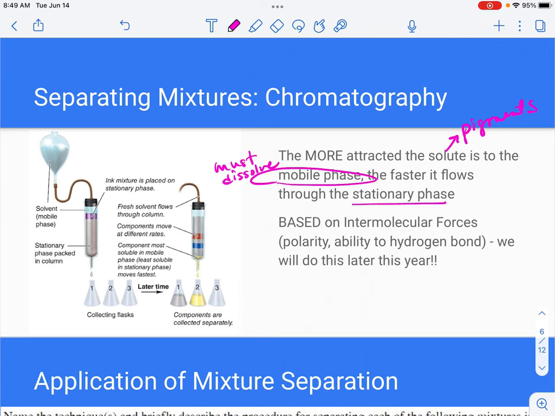And the more attracted the solute is to the mobile phase, the faster it flows; the less attracted it is to the stationary phase, the farther it goes, okay? This is all based on intermolecular forces, the polarity of molecules, their ability to hydrogen bond. And so we will actually do chromatography of purple Kool-Aid once we get to that part of the year so that you can see this happen.